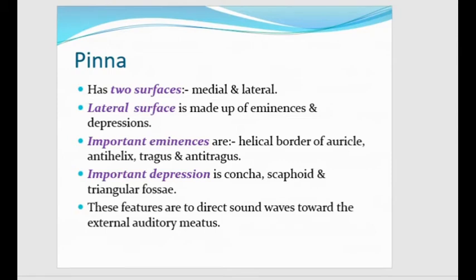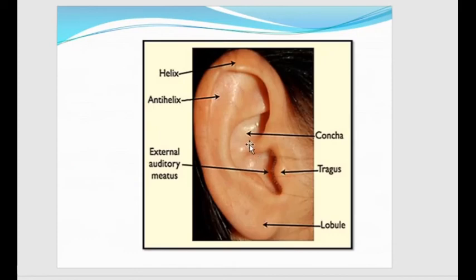The important depressions هي الكونكا، التراينجولار fossa and the scaphoid. الكونكا هي اللي تقودنا إلى مدخل الاكسترنال auditory canal اللي نسميه external auditory meatus and is being protected by this tragus. طبعا the only part which is devoid of cartilage is called the lobule. Instead of cartilage there is fibrofatty tissue, and this fibrofatty tissue is a good source for graft material, which may be used in tympanic membrane perforation grafting.